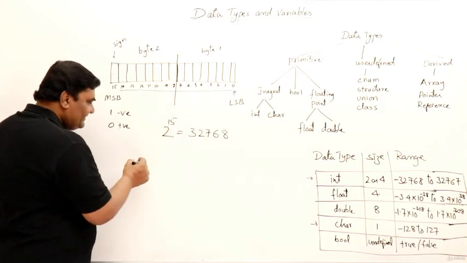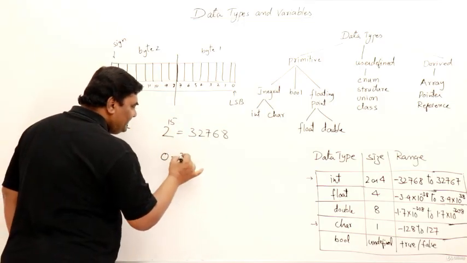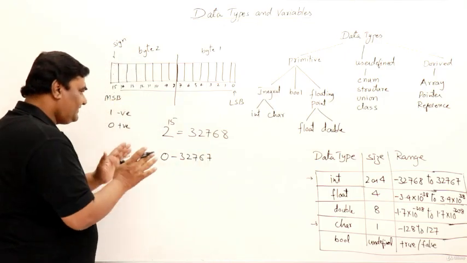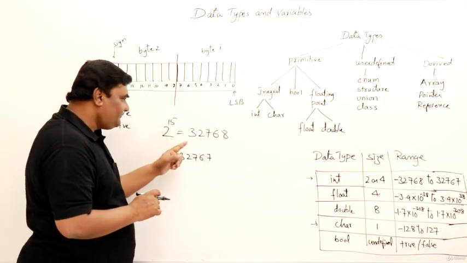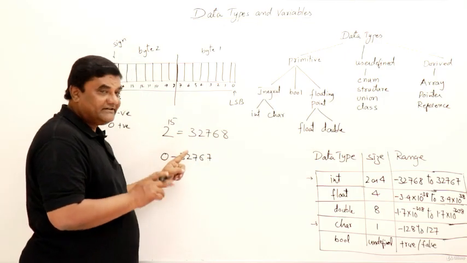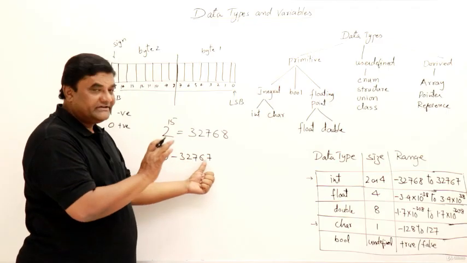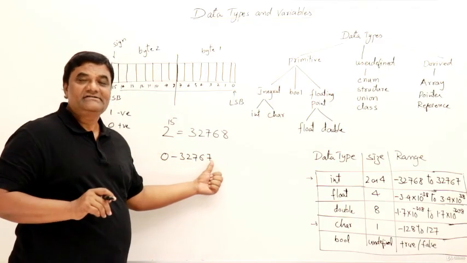Now I will write down the range. 32767. If I take the range of this number, it will not be starting from 1, right? It will be starting from 0. So it is 0 to 32767. That's why it is 7.